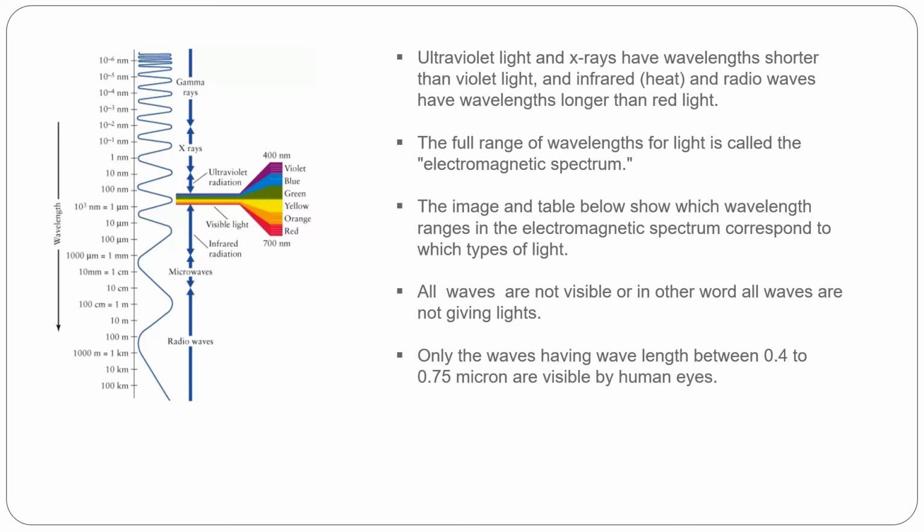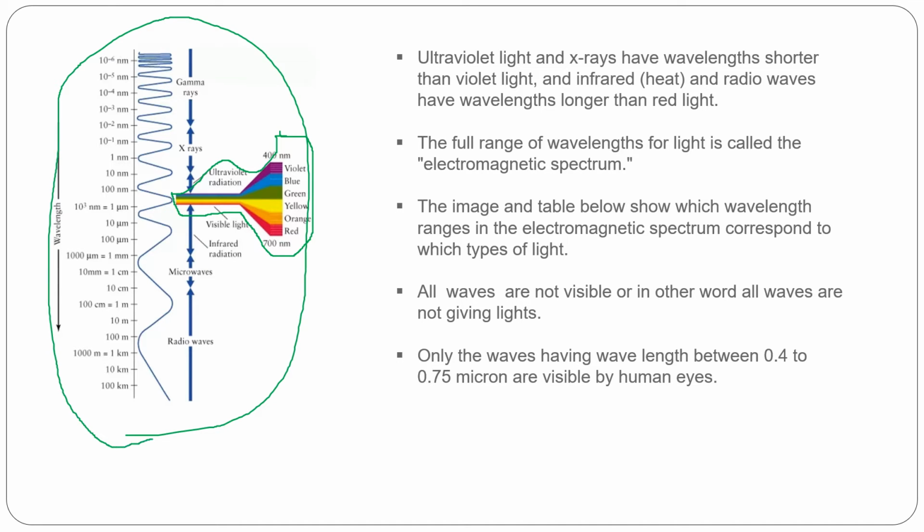So these are electromagnetic waves, and this is the electromagnetic spectrum. Ultraviolet light and X-rays have wavelengths shorter than violet light. Here we can see the total spectrum. This is our visible light, which we are going to use in this subject, meaning light illumination. Here are gamma rays, X-rays, microwaves, radio waves. So this is the electromagnetic spectrum.